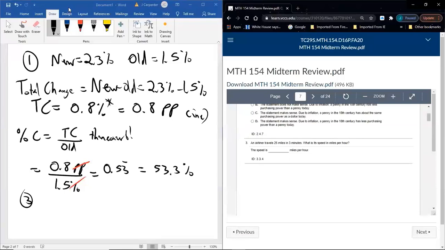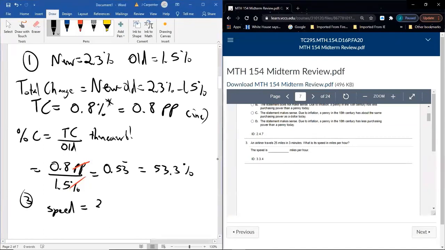An airliner travels 25 miles in 3 minutes. What is the speed in miles per hour? So, here's a distance, here's a time, and speed is always a distance over time. That's literally a formula. But you don't even necessarily need to know that. If you see the units, you can see it's distance over time. So here's a distance, here's a time. So we just need to figure that out via a division.